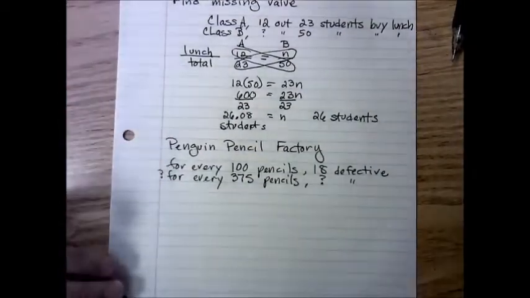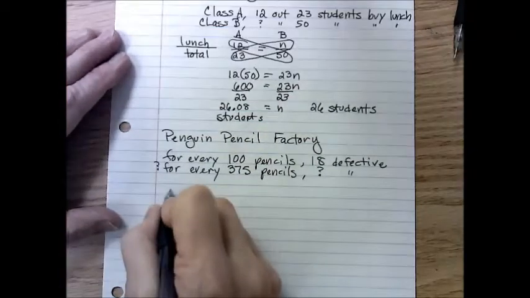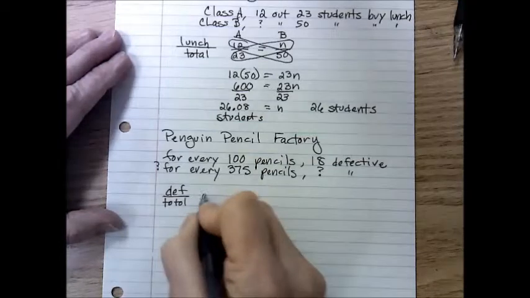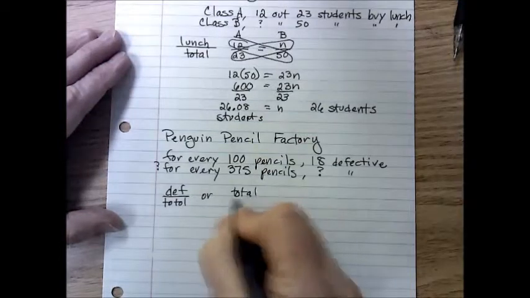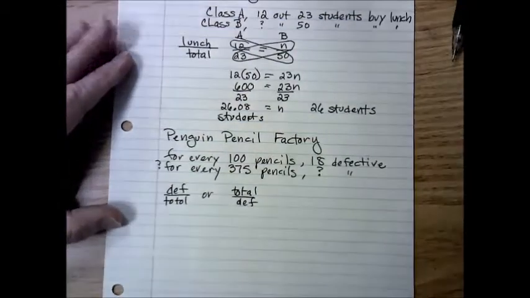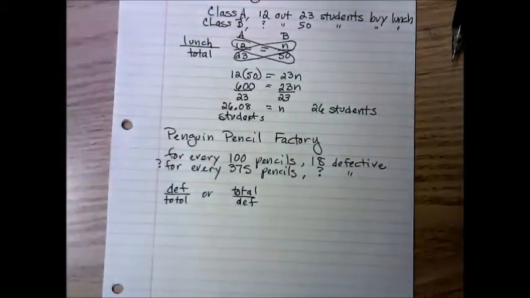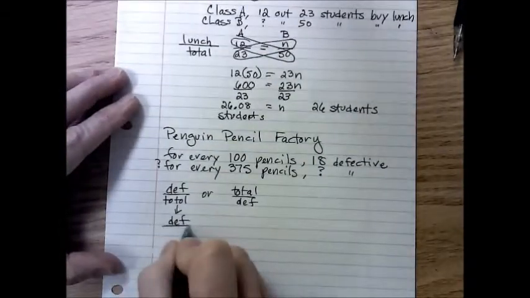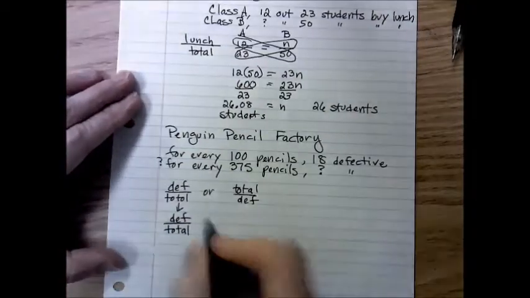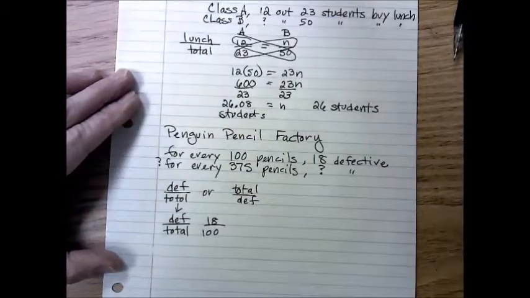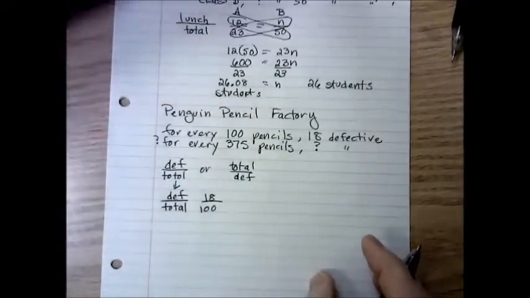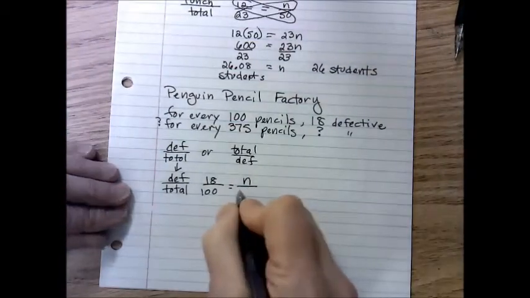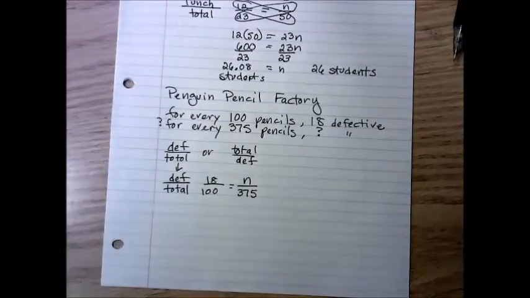So let's go ahead and set up our labels for our proportion. So we could set up defective over the total, or we could set total over defective. As long as you put your numbers in the corresponding label, it's fine. So I think let's go ahead and use this one, defective over total. And so we know that for every 100 pencils, we have 18 defective pencils. So the question is, how many defective pencils n would we expect if we had 375 pencils?